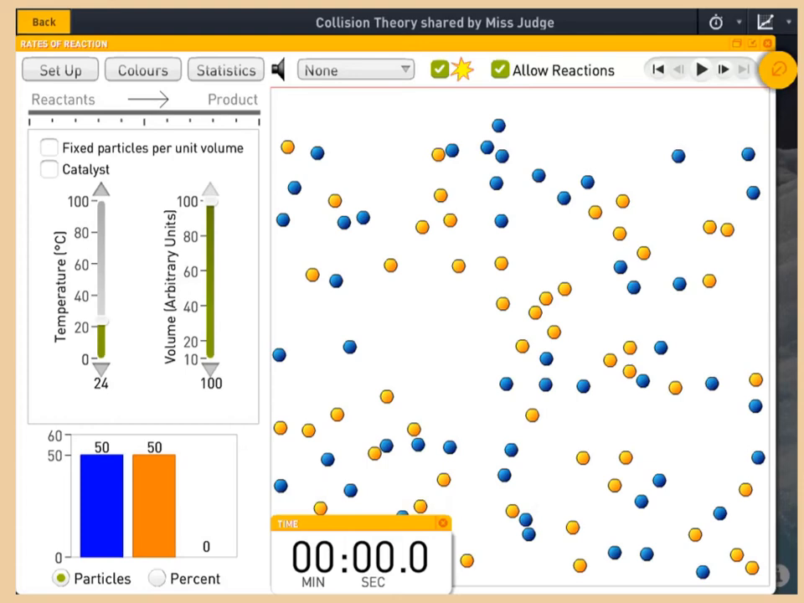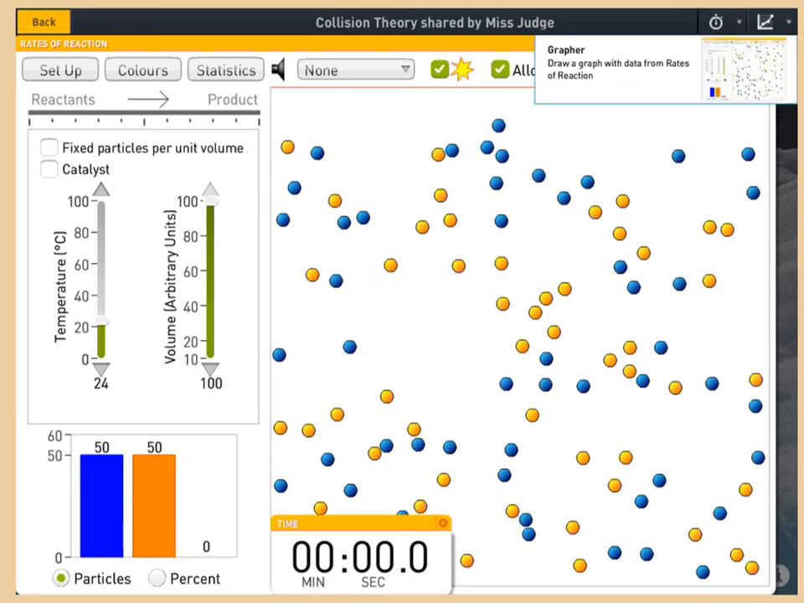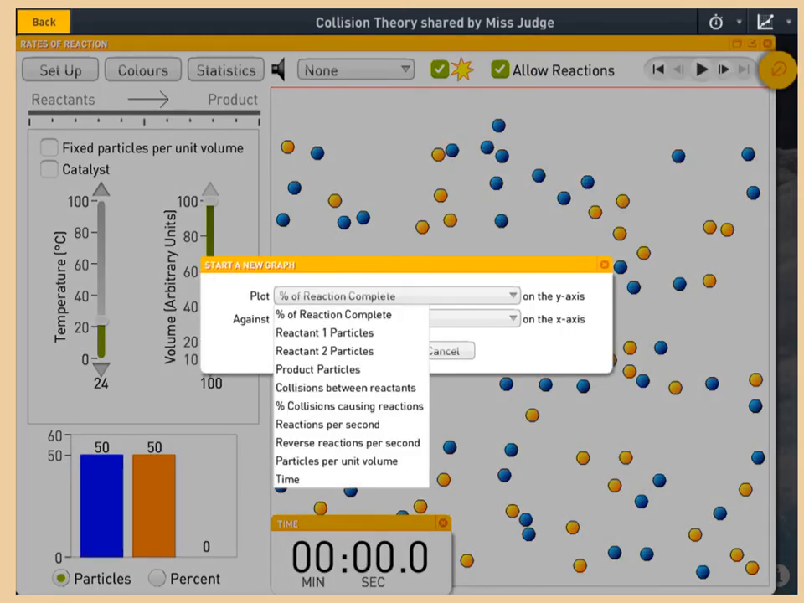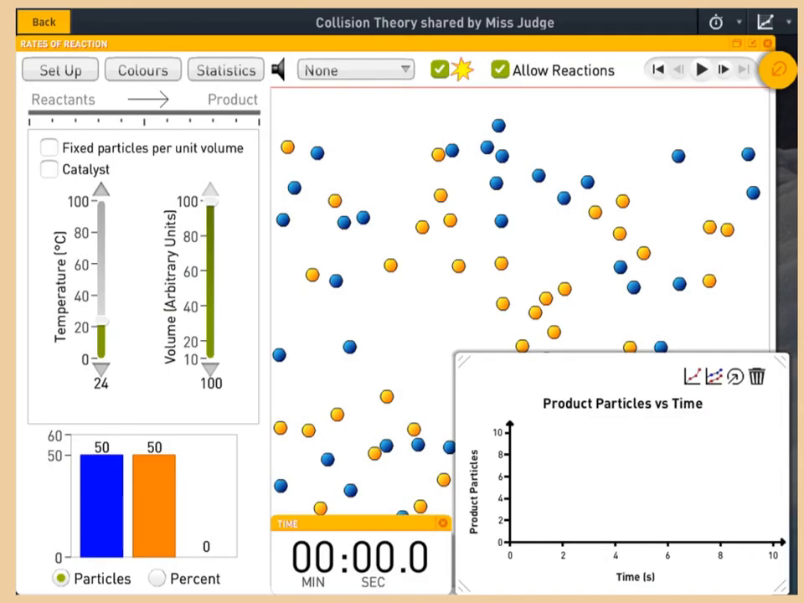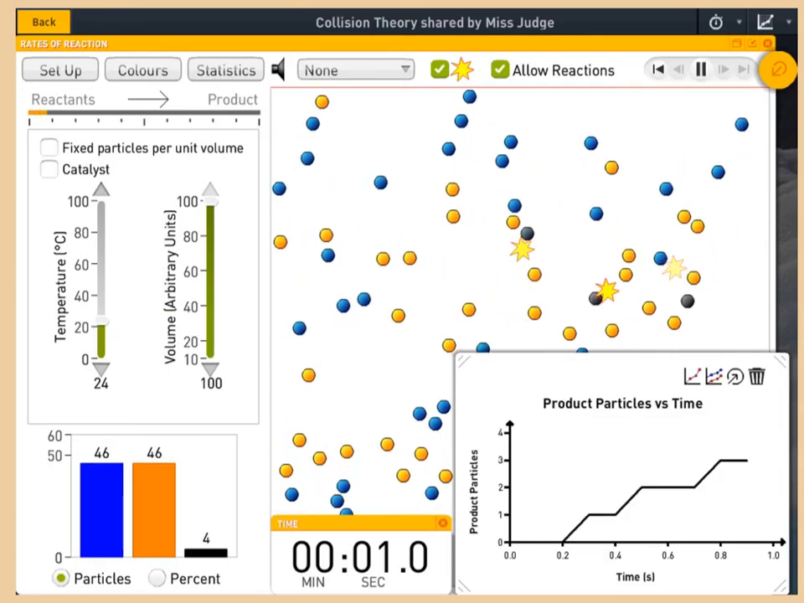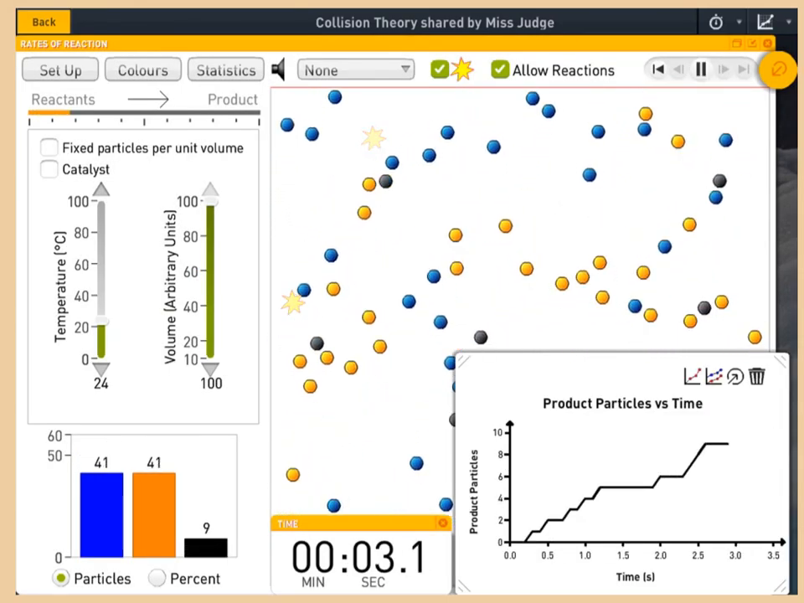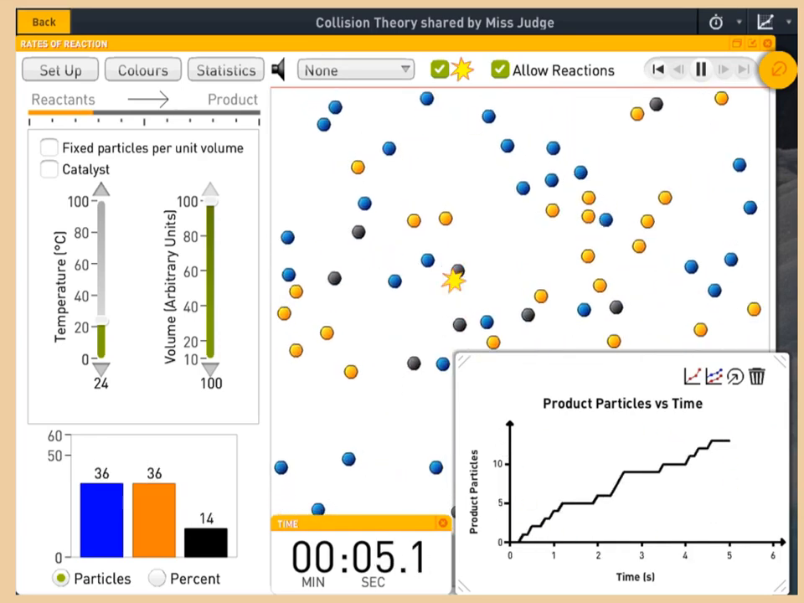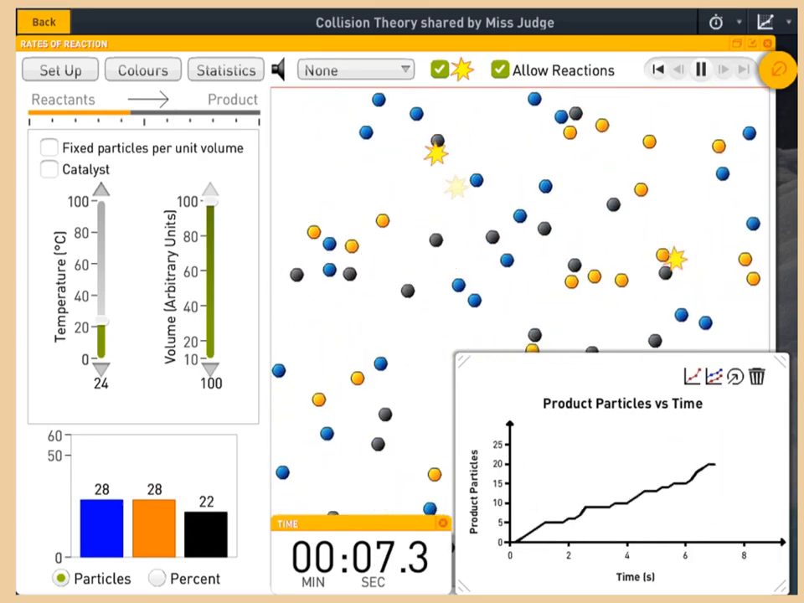Now we're going to let this reaction run for 30 seconds and then we're going to see the same reaction but with a catalyst. And to help you to see how the rate of reaction has changed, we're going to get it to draw a graph at the same time. So we've got the blue and the orange reactants here. You will see them colliding, sometimes successfully, and they will react, sometimes unsuccessfully, and they will just bounce off each other. So our graph down here is showing us how many particles of product we have got.